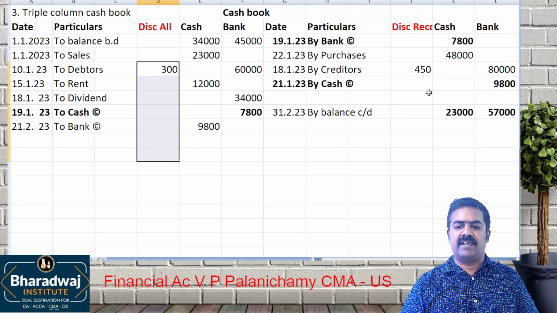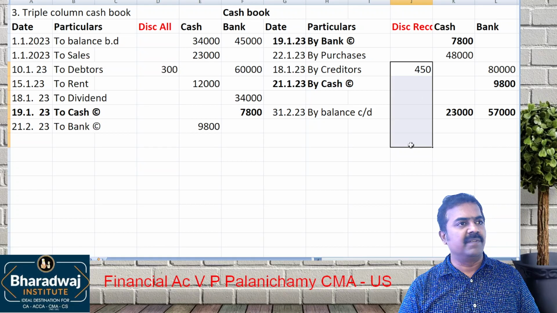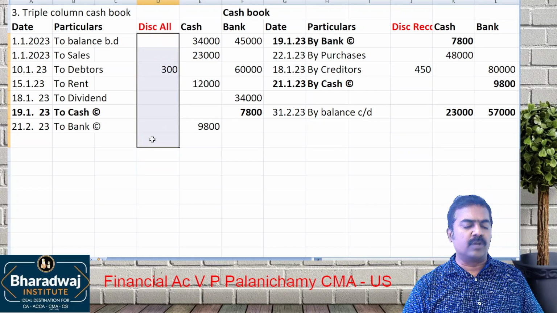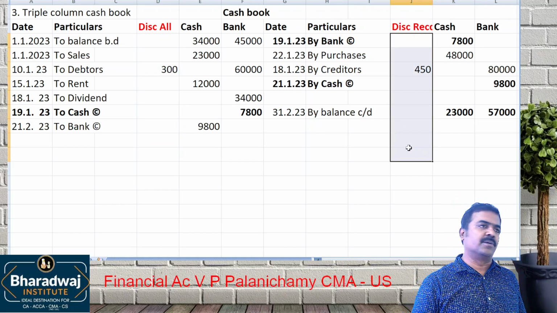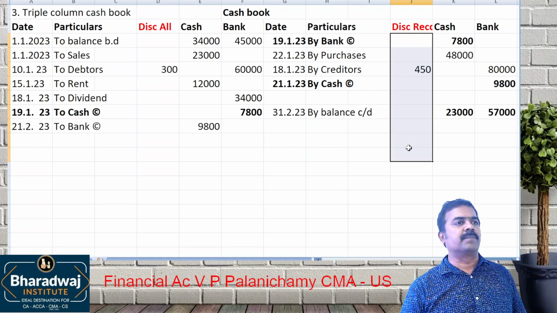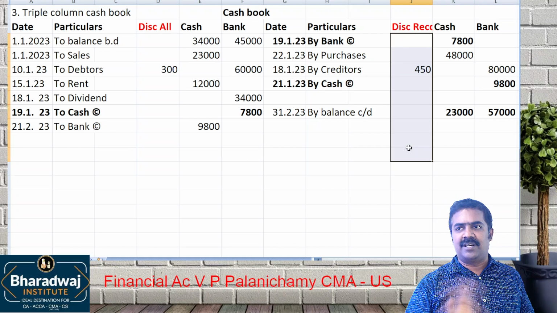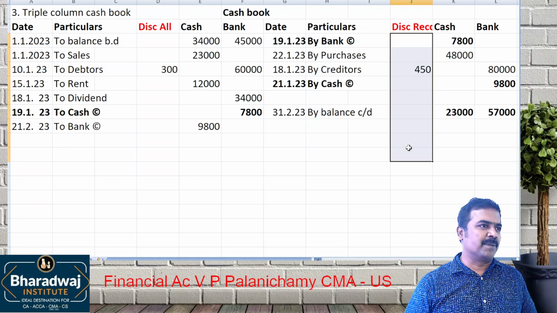Discount allowed and received will be transferred to which account? It will not tally. Total of discount allowed will be transferred to P&L account. Total of discount received also, it will be taken to which account? P&L account. It's a sample of triple column cash book. In the examination, they will not ask you to prepare a cash book. Okay. And they cannot ask you preparation of which one?